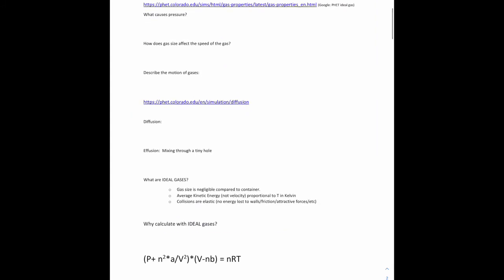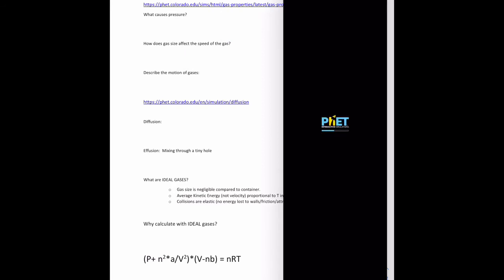Now, since you're previewing this class, you should try out these 2 simulations. This simulation, just to make sure that you can see how to work it. I'm going to click on Ideal. When you pump in, those are little gas molecules, and you can see what happens like when the pressure reading starts.